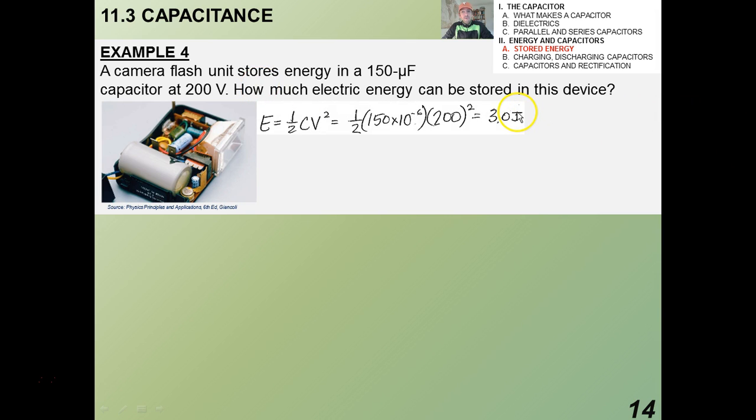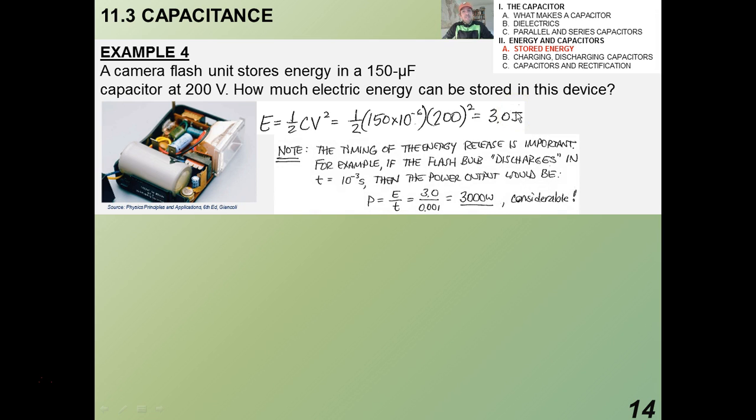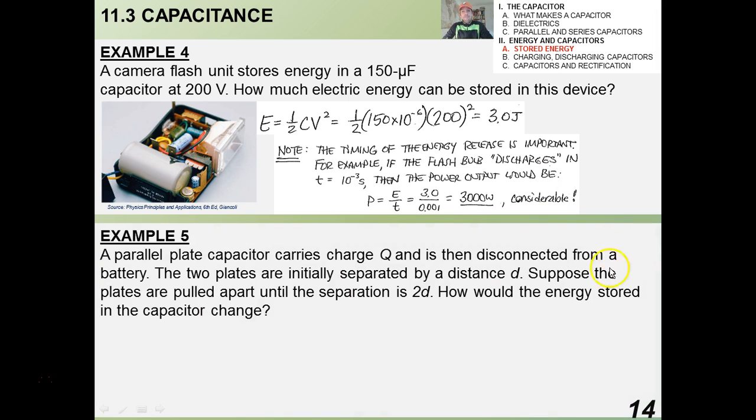Well, that's 3 joules. Now that doesn't seem like very much, but the timing of the energy release, as I'm going to talk about in my next video, is very, very important. So for example, if the flash bulb discharges in, say, 1/1000th of a second, then the power output would be the energy over time, and that's 3,000 watts, which is actually quite considerable, okay?